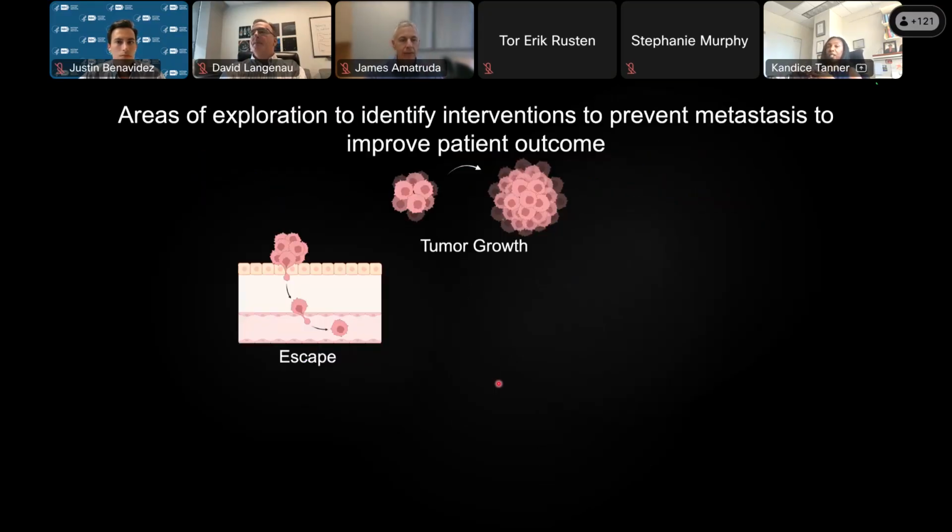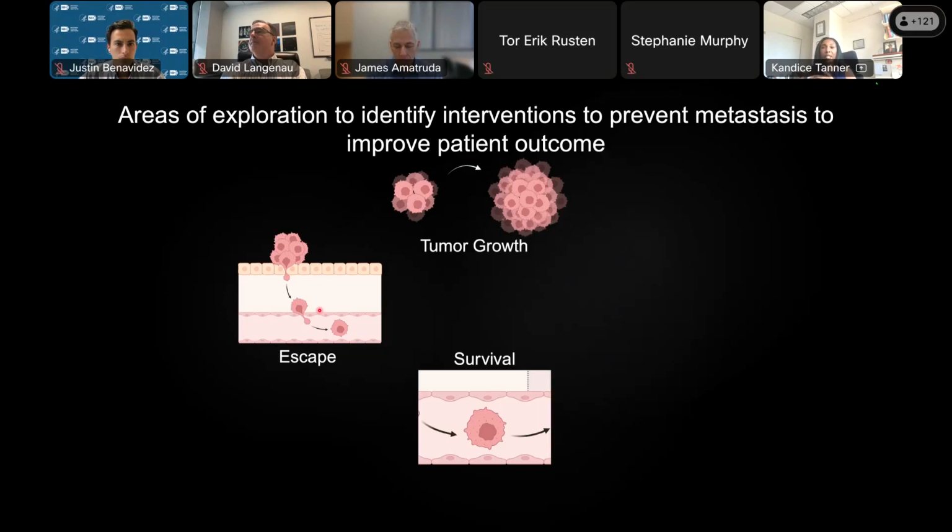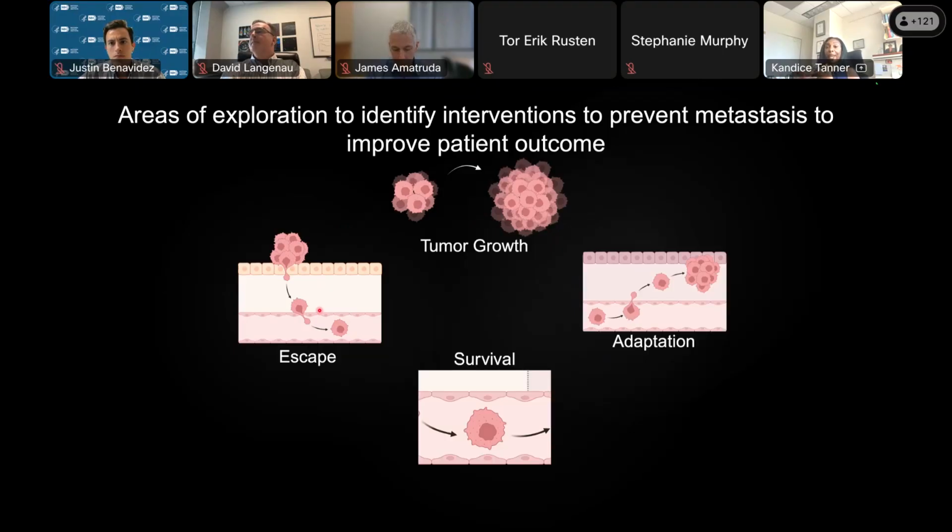So for the rest of the talk, I'm going to talk about how we could use our zebrafish model in different areas of exploration to identify interventions. I mentioned that we can use this model to address how tumors grow. More importantly, because of the ability to visualize, we can ask how do they escape? Could we understand why the tumors spread? How are they surviving within these conduits? These are harsh environments. And finally, once they get out, what allows them to adapt to these new organs that have distinct microenvironments from their origin?